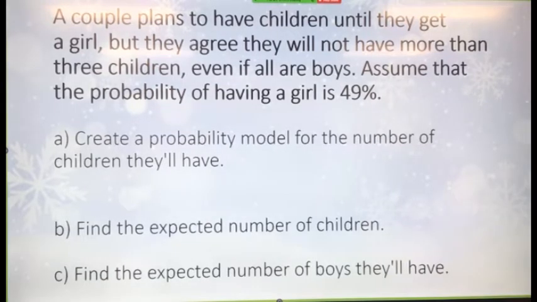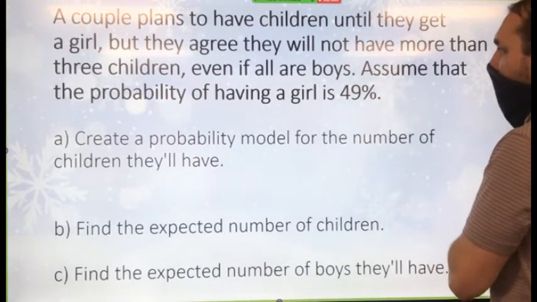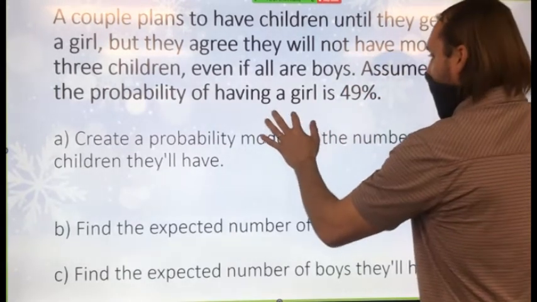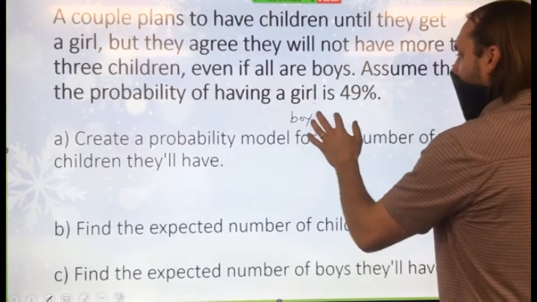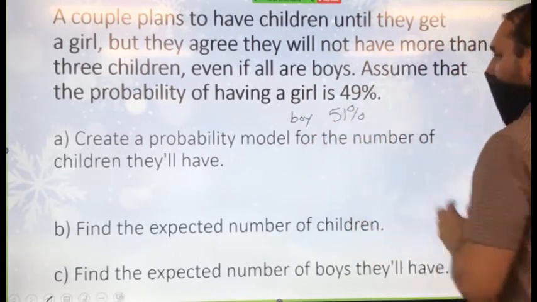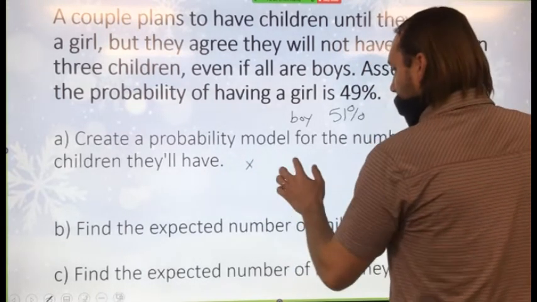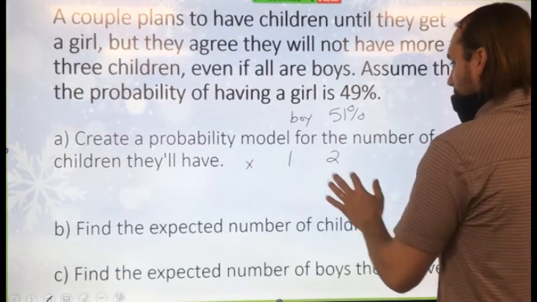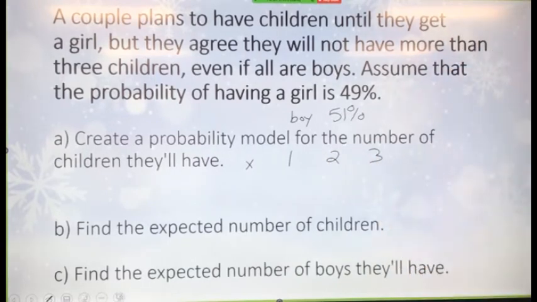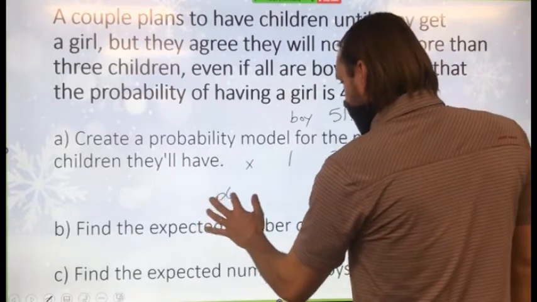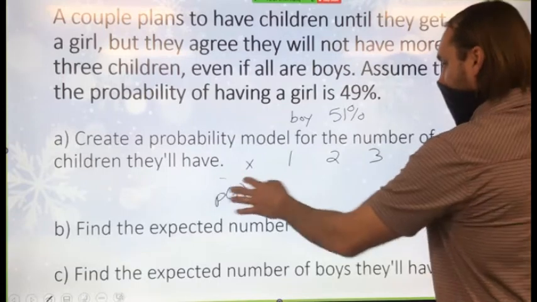With these, if you don't set up the probability model, then you're probably not going to answer it correctly, right? So let's make sure we have the model set up correctly. 49% chance of having a girl, which means what is my percent chance of having a boy? 51% chance. Three things are going to happen here. My variable x is here. I'm going to have one child, two children, or three children, right? I'm going to stop at 3. So here's my probability of each of these happening.